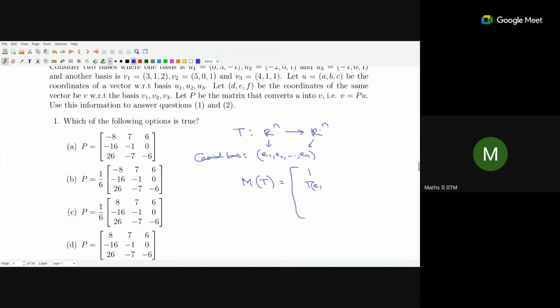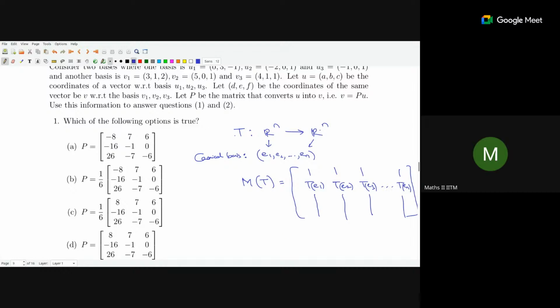You take the first vector in your basis and you look into the transformation of that vector, which is T of E1, and whatever vector you get will be your first column of your matrix. Similarly, T of E2, and similarly T of E3, and so on, T of En. So the last basis vector and its transformation will sit in the last column. So this is with respect to the canonical basis.